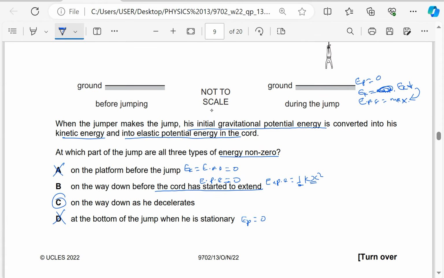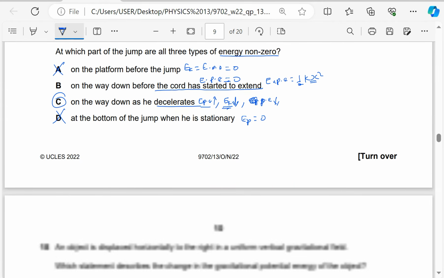On the way down as he decelerates, of course, elastic potential energy starts increasing when it's decelerating. Kinetic energy starts decreasing when it's decelerating because the cord is stretching, elastic potential energy is increasing, but the speed is decreasing, kinetic energy is decreasing, so it's not zero still. And the height is decreasing, so it means gravitational potential energy is decreasing, but it's not zero, so the answer is going to be C.